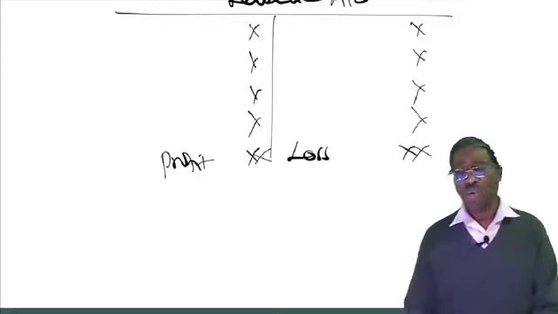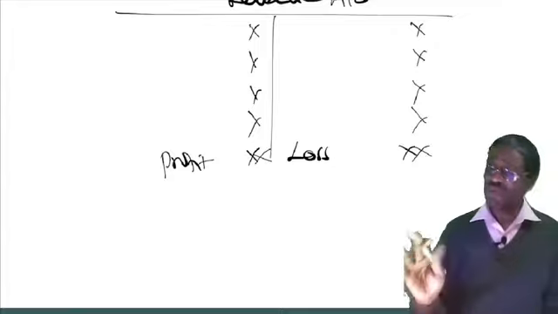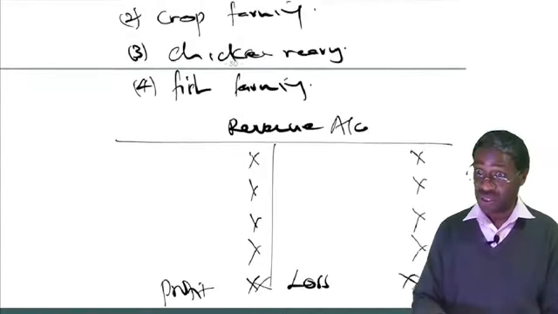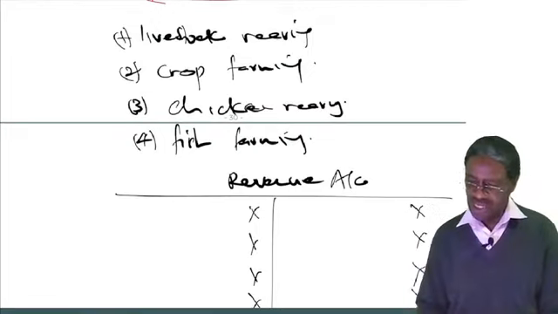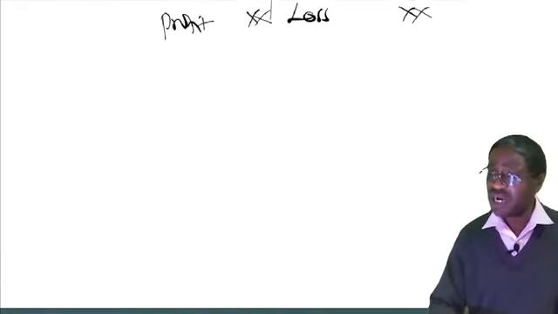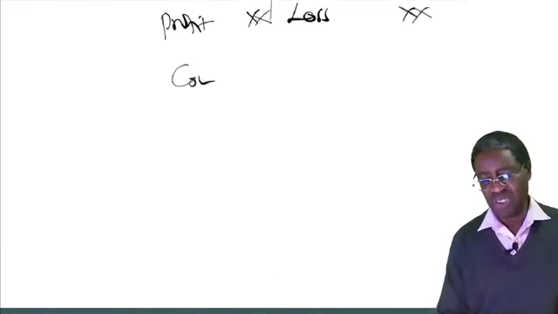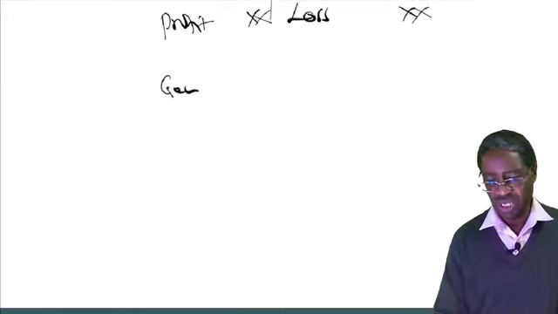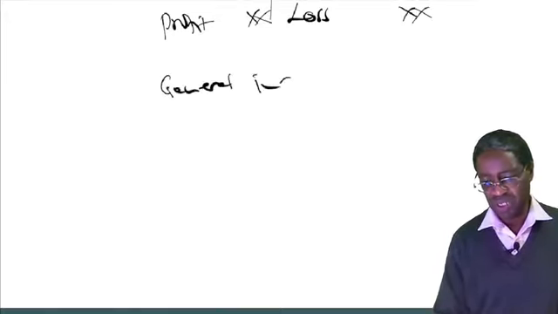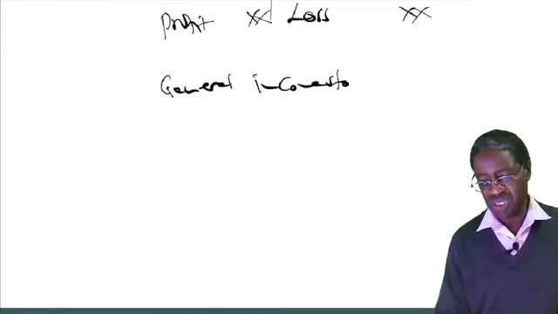Listen, once you prepare a revenue account for each of the categories, whatever profit you get, you now take it to the income statement, the general income statement of the company.